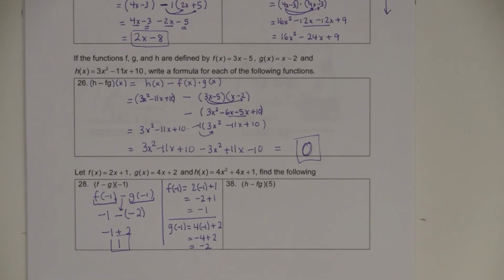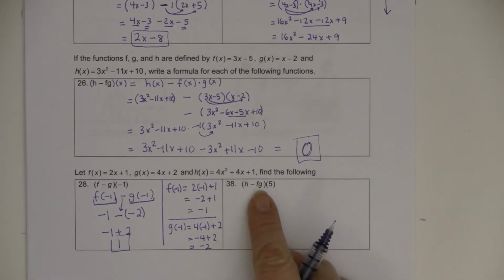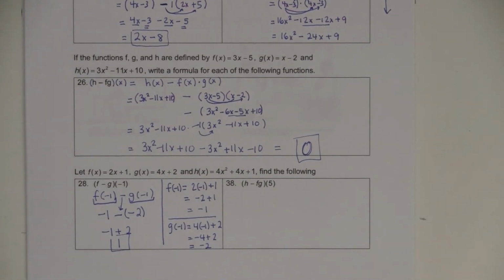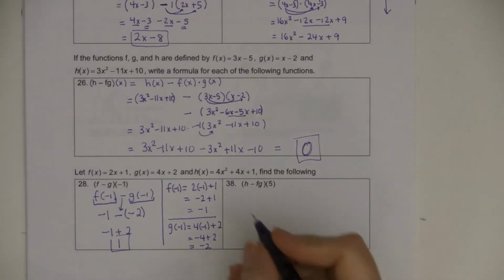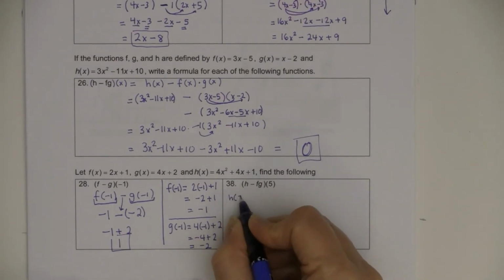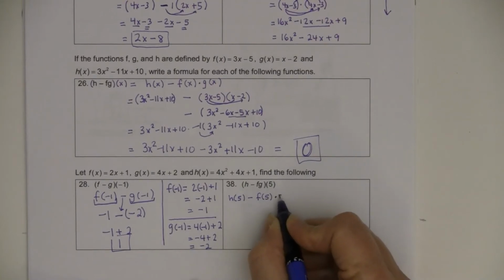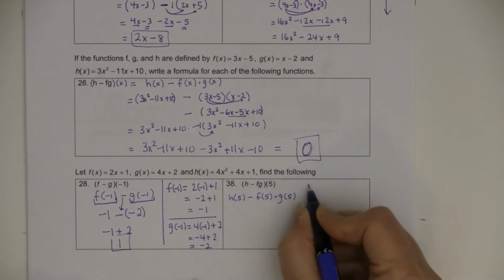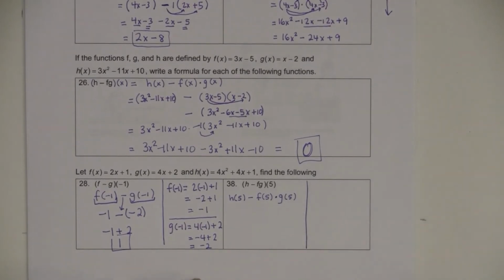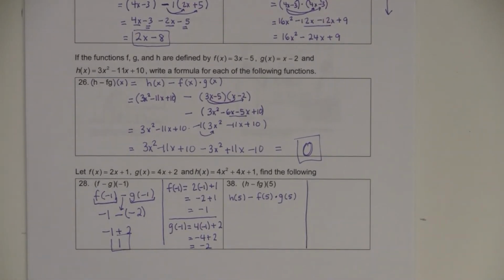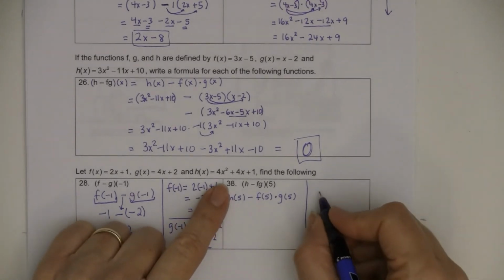Then this is number 38, h minus f times g at 5. So everything is going to be evaluated at 5. We're going to have h at 5 minus f at 5 times g at 5. We need to find out what all of those pieces are, and then we'll be able to do our multiplication and our subtraction. So I want to find out what h at 5 is.